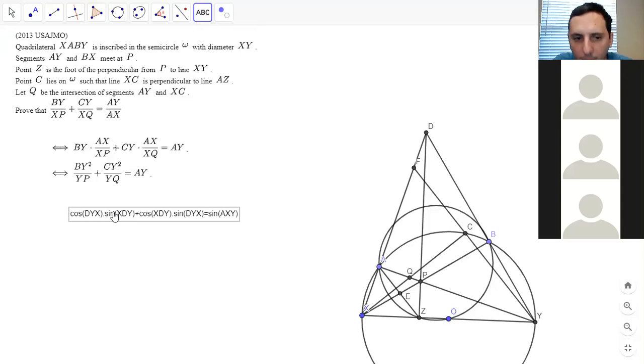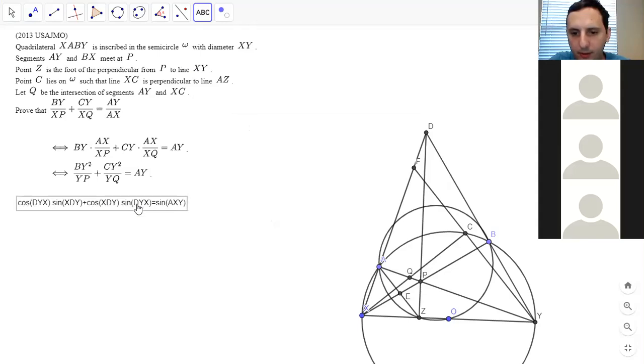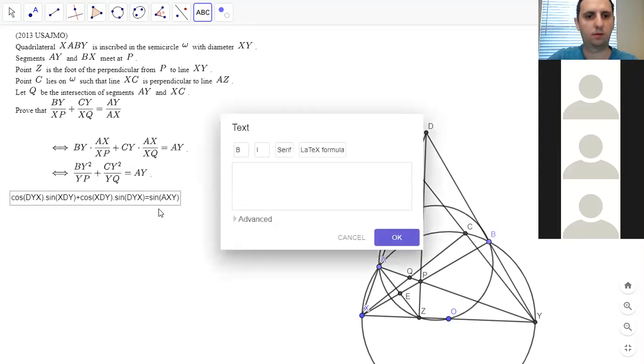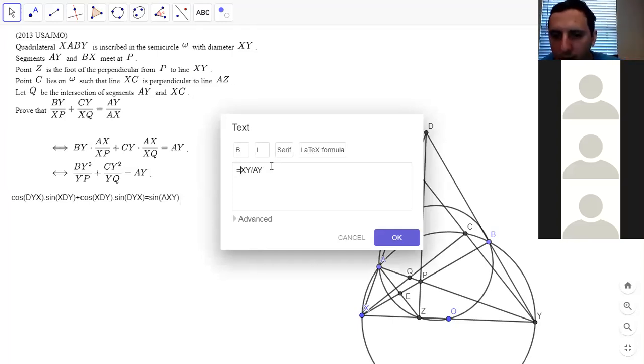Okay, and then sine of AXY. So on the right side, that would be xy over ay. So basically we have xy over ay on the right side, and then on the left side, cosine DYX sine XDY.